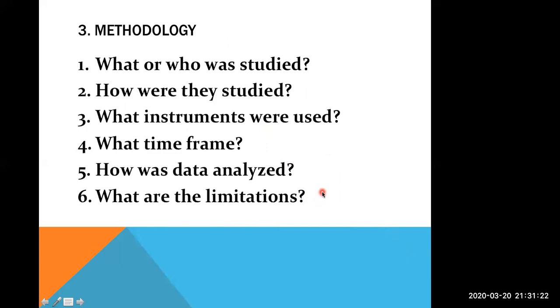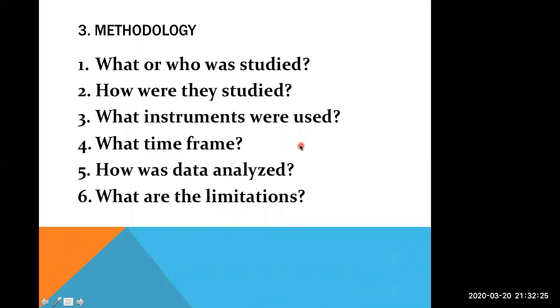The methodological part in your research paper should consider who was studied, how were they studied, what instruments of data analysis, what time frame, how was data analyzed, what are the limitations. You should consider, in fact, the research design, and also many more ideas to design your research so beautifully. So in this methodological part, you need to design your research according to the methods of data collection.